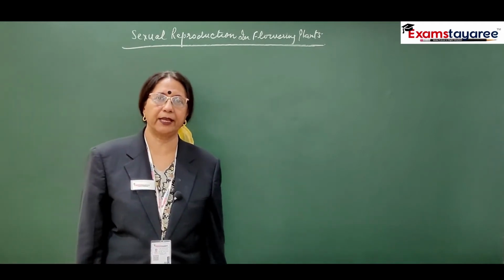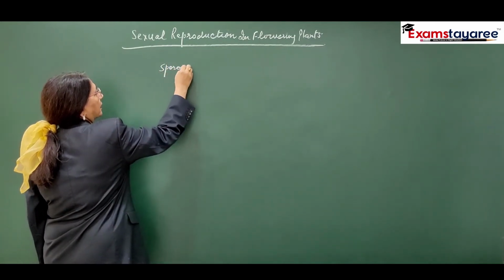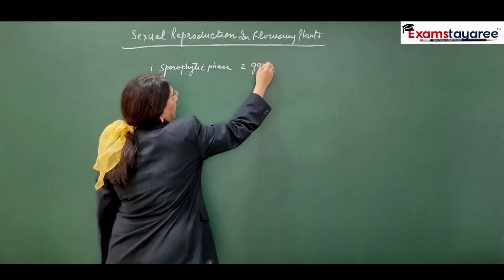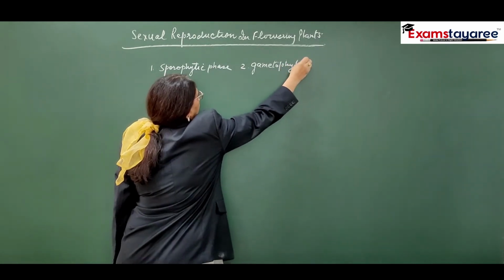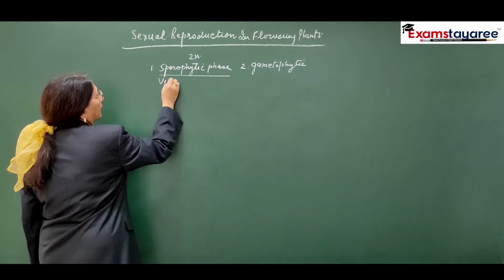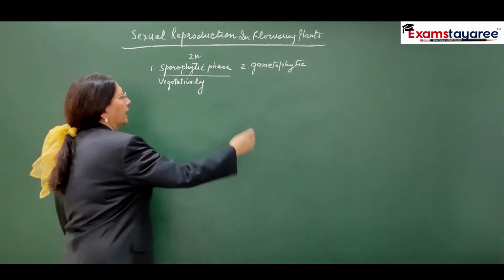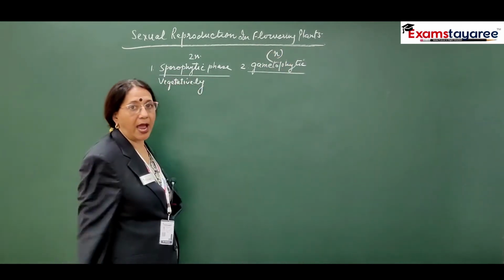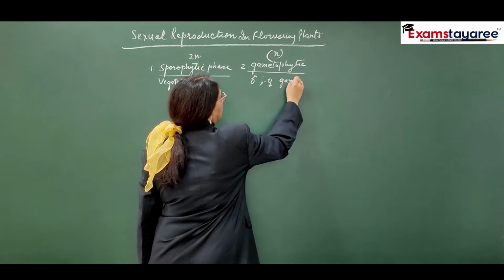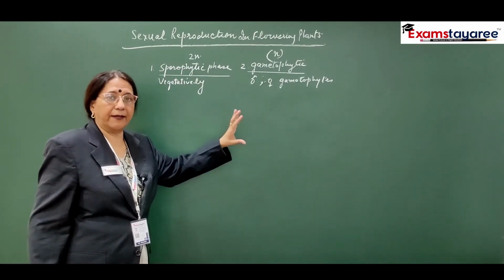In the angiospermic life cycle, there are two main phases. One is sporophytic phase and another is gametophytic phase. Sporophytic phase is diploid, and during this period the plants grow vegetatively, means root, stem and leaves grow. Gametophytic is a haploid phase, and in this phase male and female gametophytes develop. Now, these male and female gametophytes are developed within the flower.